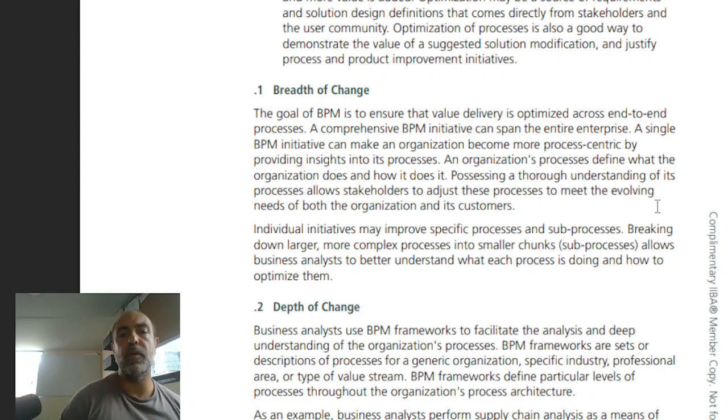All right. Organization's processes define what the organization does and how it does it. Individual initiatives may improve specific processes and sub-processes, breaking down larger, more complex processes into smaller chunks, which are sub-processes, allowing business analysts to better understand what each process is doing and how to optimize them.